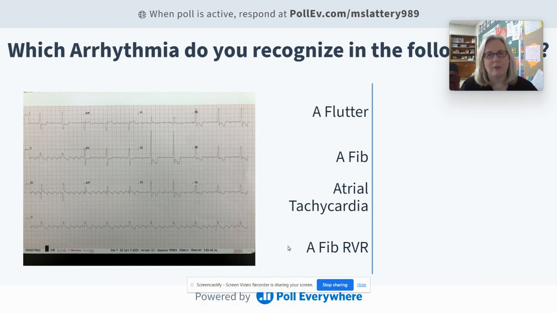Ooh, this should stand out like a sore thumb. You should be able to see this from across the room. Be like, I know what that is. That should be easy. Very, very easy.